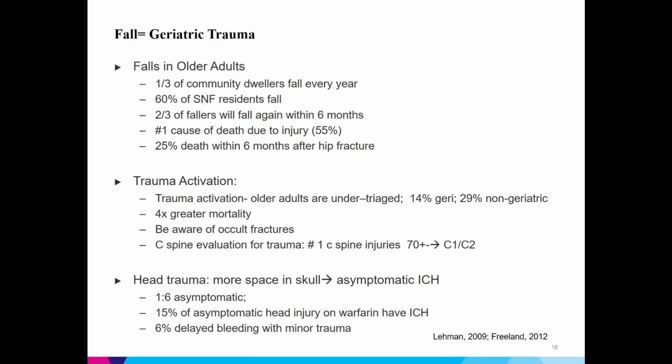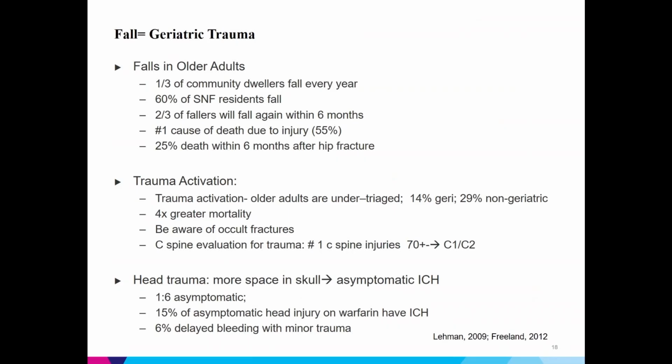A fall or traumatic fall is considered the number one cause of death due to injury. And for, in particular, the oldest of old, nearly 25% die within 6 months after a hip fracture. Trauma activation is extremely important in older adults, and they are often under-triaged. So that's why it's important to remember that a fall can be geriatric trauma.